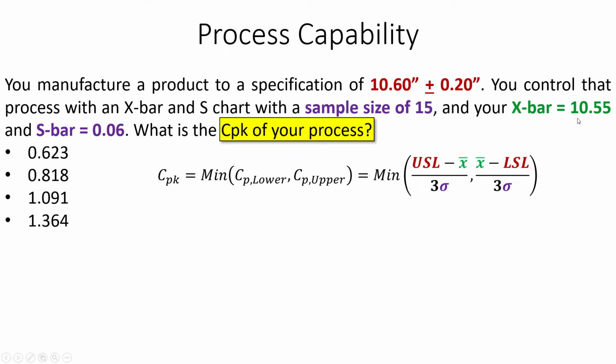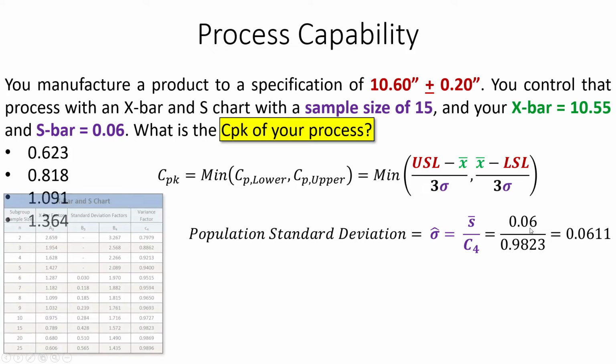Again, this comes to us from a control chart in the form of X bar. If you've got a control chart and you've got an X double bar value, that's the average value of your process. And then what we also have to do is take our S bar value, which is the average sample standard deviation from our control chart, and convert it into an estimate of the population standard deviation. So here's that equation. We can estimate our population standard deviation by taking S bar and dividing by the C4 factor.